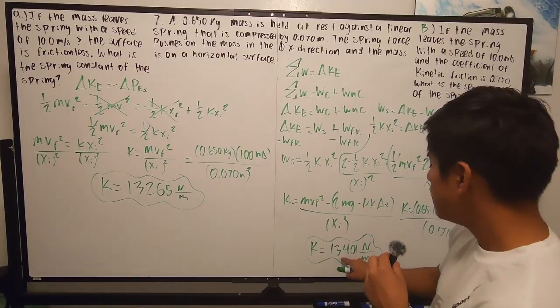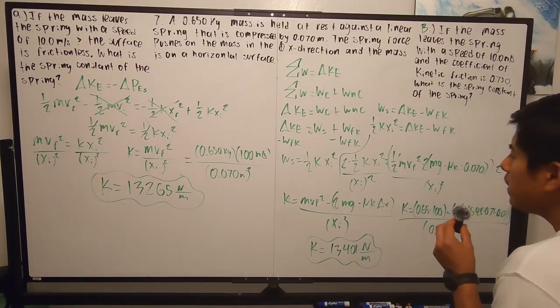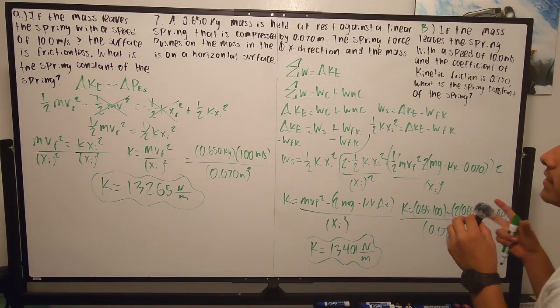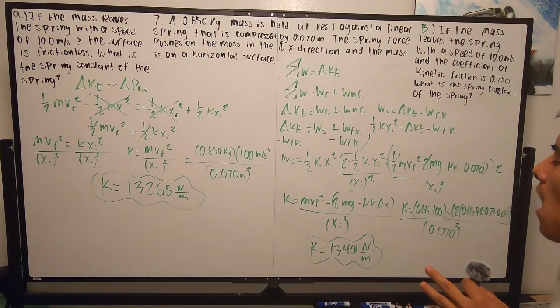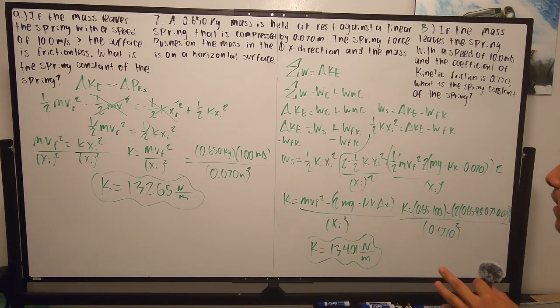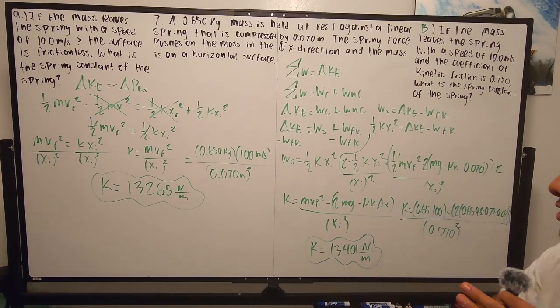This makes sense. This says that it needs to have a stronger spring constant to make this mass go the same speed as when it doesn't have friction.